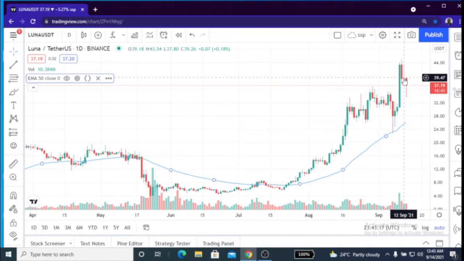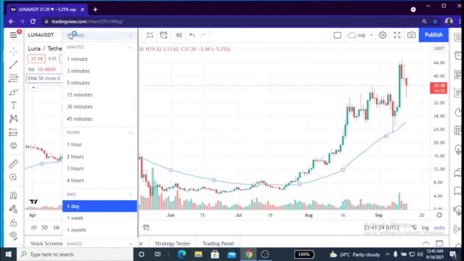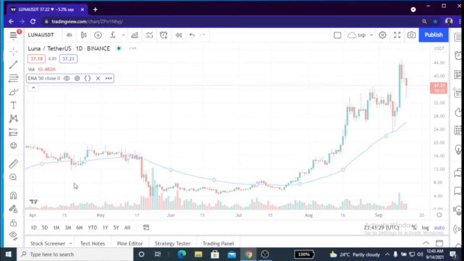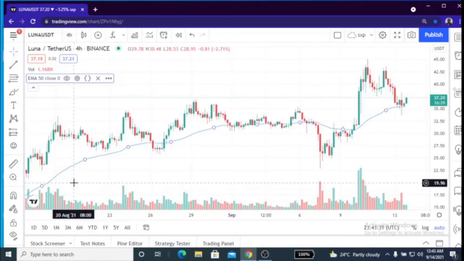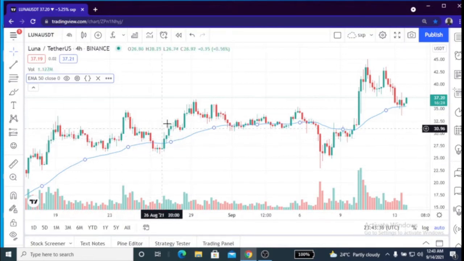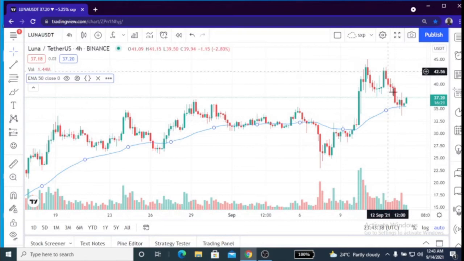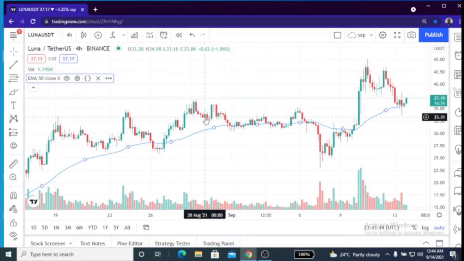Then for those who want to go into scalping or day trading, you may need to come to the 4-hour time frame. Click here, come to the 4-hour time frame. And you can also see that the 4-hour time frame is in an uptrend, and you can see it happening here. When the price is in an uptrend, we want to trade with the trend, because there is a saying that says that trend is your friend to the end.